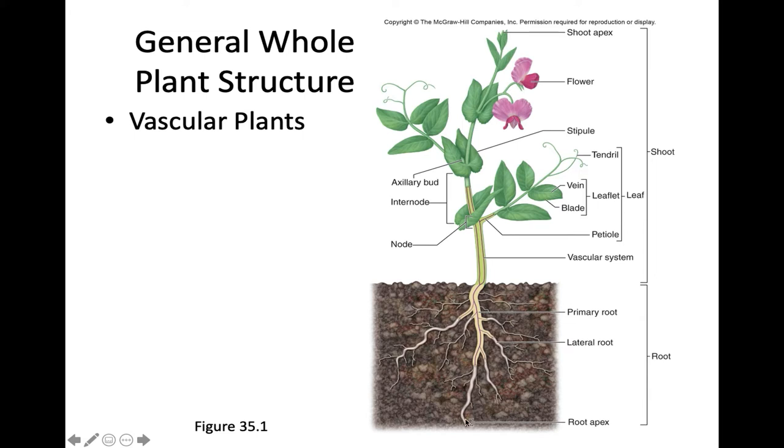And then you have the root apex. So you have a shoot apex, and then you also have a root apex. As with the shoot above, the primary site of growth for the root will be the apex down here, which will form the lowest part of the root. So that's just some general structure of vascular plants.